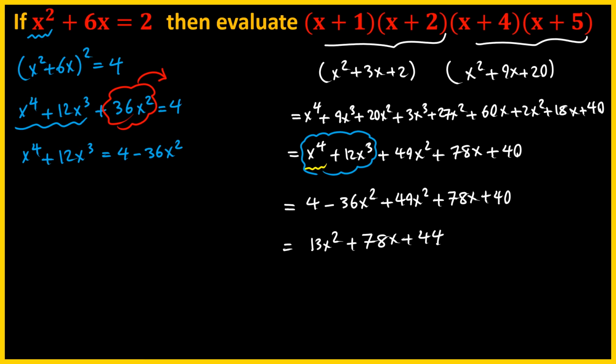And then we can factor out a 13 out of these two. So if we do that, we get 13 times x squared plus 6x. And we already know that x squared plus 6x is 2 because that's the given equation. So this equals 13 times 2 plus 44, which is the same thing as 26 plus 44, which is the same thing as 70. So our expression has a value of 70. So this was the first method for solving this problem.